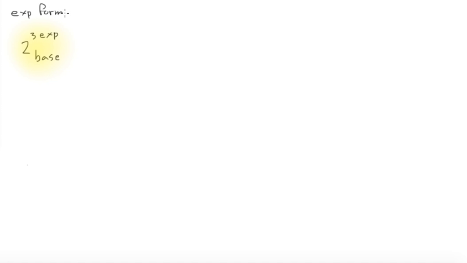Okay. So what is it saying? Well, it's saying that you're going to take this 2 and multiply it by itself 3 times. 2 times 2 times 2, which equals 8.